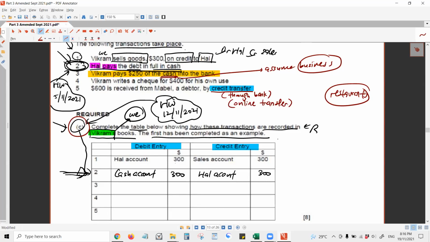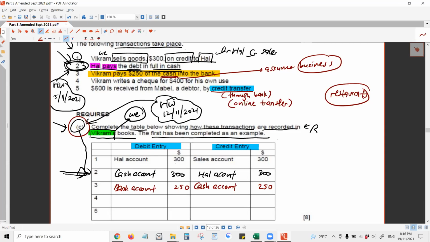At the end of each day, usually they will go to the bank with the cash, with a few people accompanying you, and put the cash into the bank. It's safer. If you store a lot of cash in your restaurant, it could be very dangerous in real life. Therefore, that's what it's doing here: put cash into the business bank account. Cash will go down, so credit cash account, 250. You have more money in the bank, right? So debit bank account, 250. Okay, I think this is quite simple.